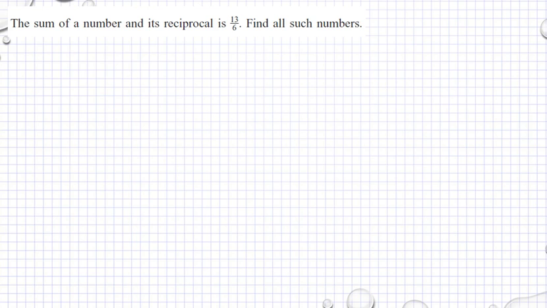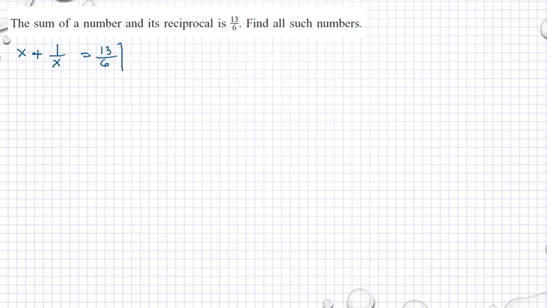Welcome back. The sum of a number and its reciprocal is 13 divided by 6. Find all such numbers. Okay? So if we say that the number, x, plus its reciprocal, that is 1 divided by x, is equal to 13/6.